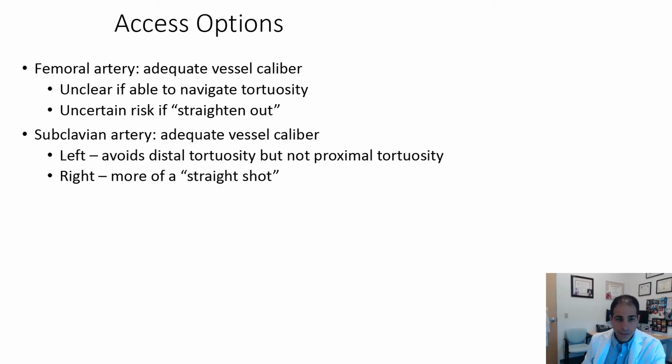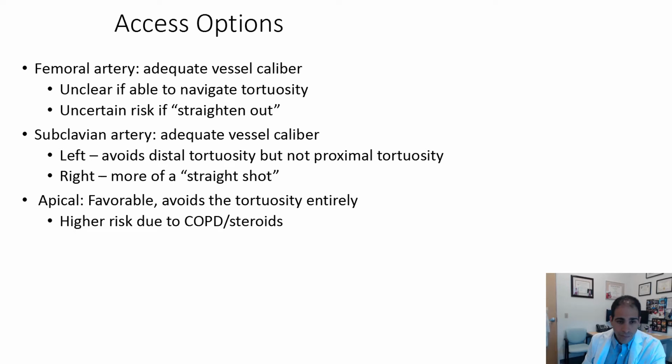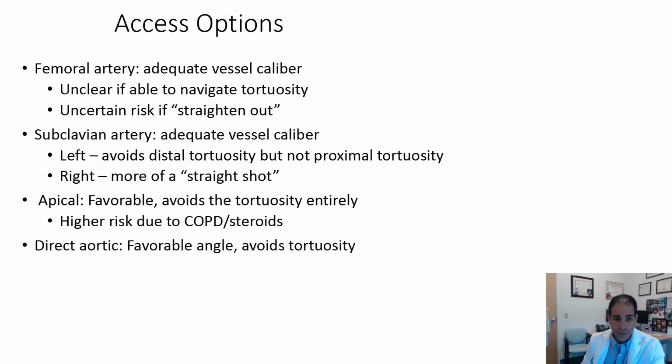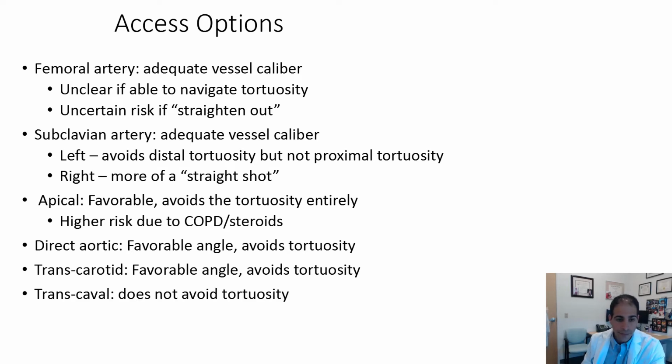We had a lot of experience with subclavian access, left more at that time, but the right obviously was going to be the more favorable option due to avoiding the areas of tortuosity. Apical would have been a great option, except that he was on steroids and had COPD, but it would have allowed us to avoid the tortuosity. Our team had not done any direct aortic access or transcarotid access at that time. And transcaval was something we were doing, but it didn't really offer any major advantage because you'd still go through the segment of tortuosity.